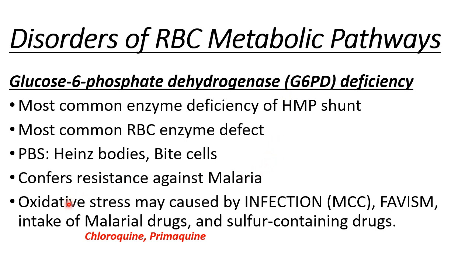Okay, so oxidative stress naman, it may be caused by infections. Ito yung most common cause. MCC is most common cause, okay? Most common cause of hemolysis in G6PD kapag nagkakaroon sila ng bacterial infection. Another is favism kapag nakakain ng fava beans, yung mga nag-i-intake ng mga malarial drugs, okay? Ano ba yung mga example ng mga malarial drugs? Ito yung mga chloroquine, primaquine, okay? And sulfur-containing drugs.